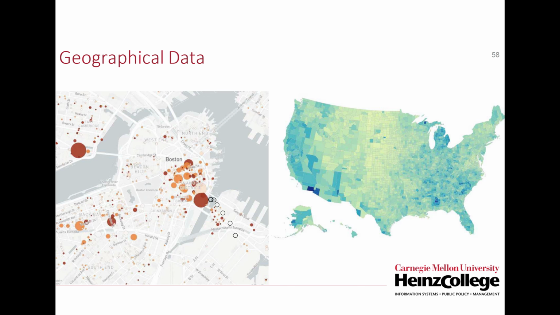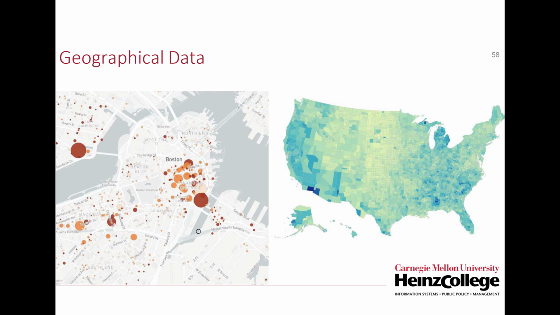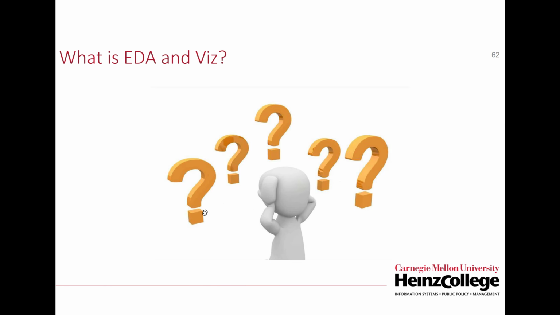We have geographical data, keeping track of where certain kinds of events occurred and how frequent they were in certain areas and so on. So lots of different kinds of data that we're going to take a look at how to deal with.